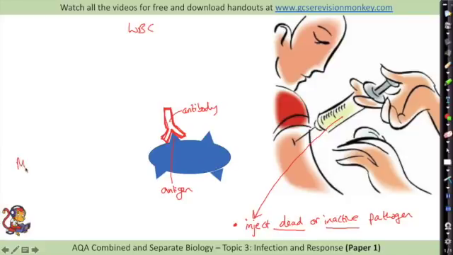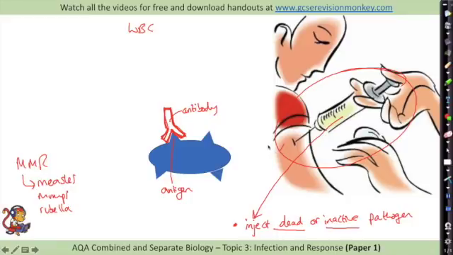So examples that you might be aware of, MMR for example, that is a very famous vaccine because that contains 3 vaccines in one. It's a vaccine for the measles, mumps and rubella. So this is one way that we have controlled a lot of communicable diseases, and we can prevent a lot of epidemics by putting in vaccination programs where we start to see a particular pathogen spread amongst a community.